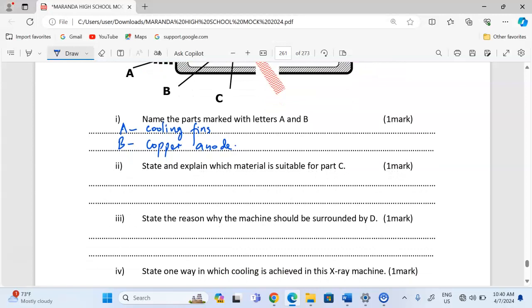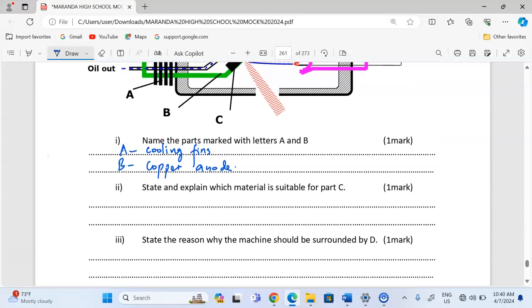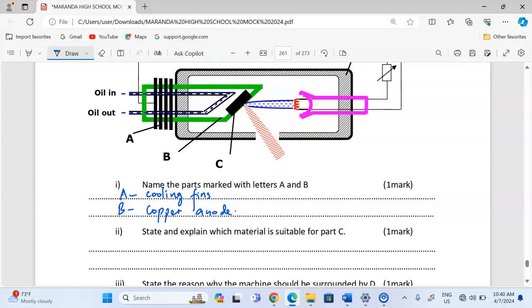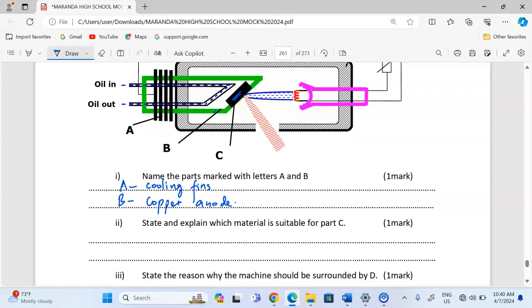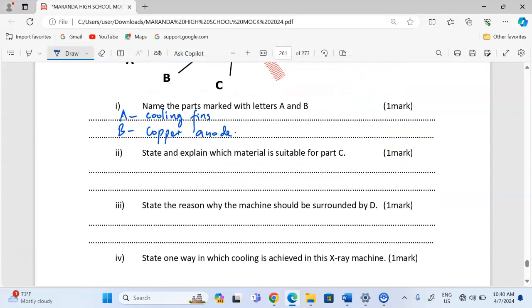Part 2. State and explain which material is suitable for part C. Part C, which is on B, is called the target. The target is usually placed on the anode. So the target is made of a material called tungsten. Tungsten is the material which makes the target, and we are stating and explaining the material which is suitable.